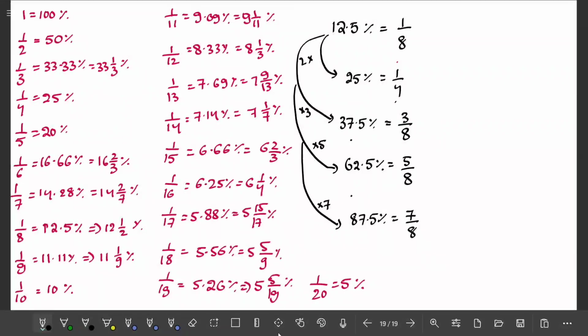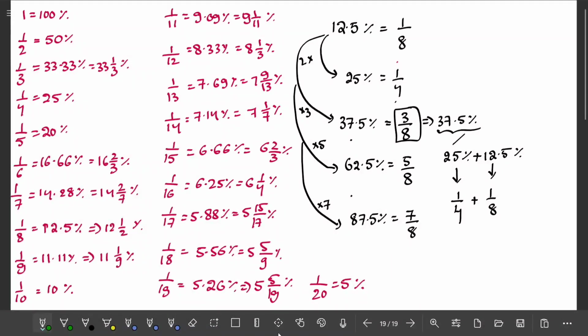And we can also calculate these values in a different way. Sir, how? This 37.5% can be broken into two pieces. Like how? 25% plus 12.5%. Sir, what is 25%? It is 1 by 4. Sir, what is 12.5%? It's 1 by 8. I should bring the same value 3 by 8 from here. Sir, how? Give me 1 second.